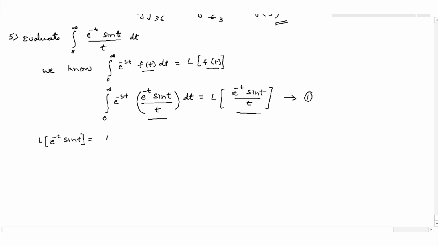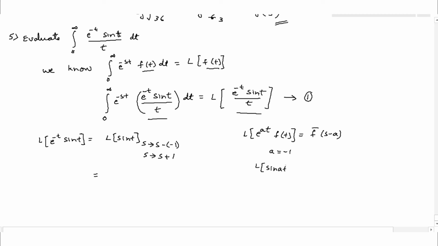That will be equal to the Laplace transform of sin t, where s will shift to s minus a. We know the basic formula: the Laplace transform of e to the power at times f of t is f bar of s minus a. That means s is being shifted to s minus a. Since you have e to the power minus t times sin t, we are finding the Laplace transform of sin t. Since the value of a is minus 1, s is shifted to s minus of minus 1. Minus of minus will become plus, so you will be getting s tends to s plus 1.